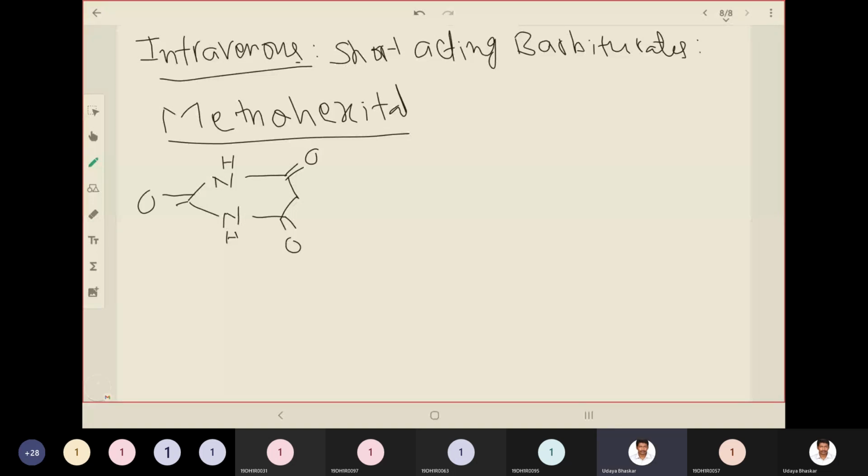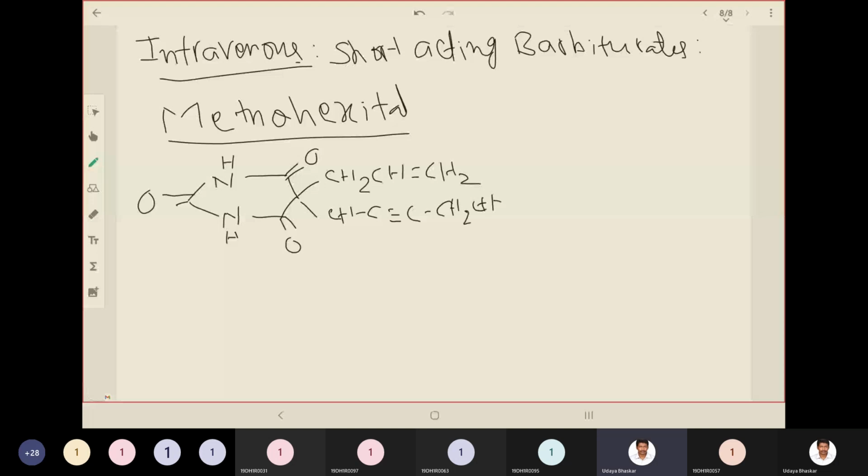There are three carbonyl groups because it is not the salt form. So you have CH2, CH double bond CH2, CH, C triple bond C, CH2, CH as the side chain. So it is very useful in short surgical operations for anesthesia.